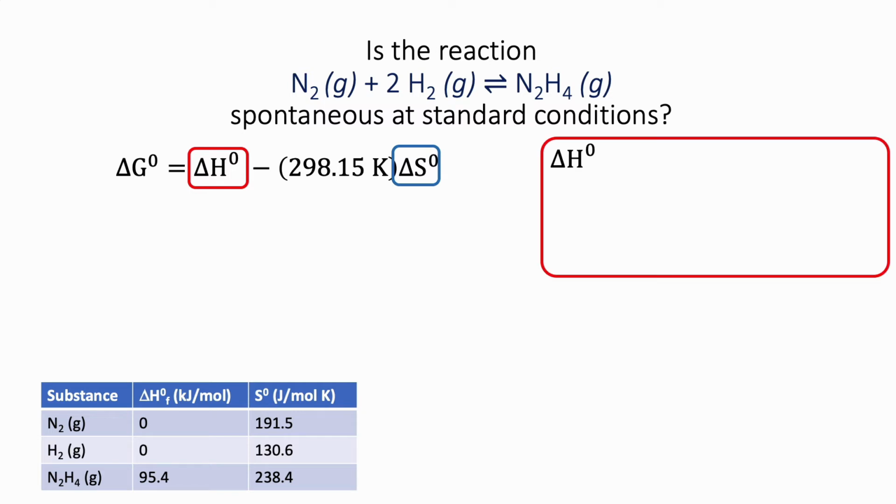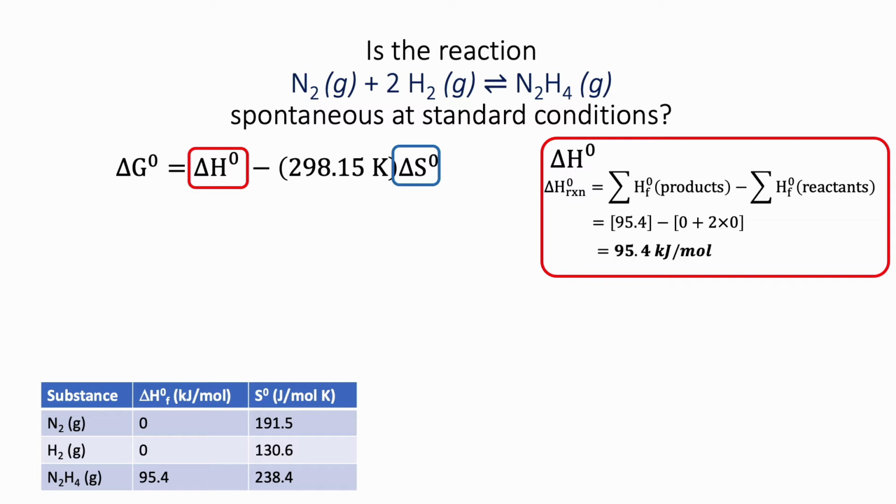We'll start with delta H. And remember, we're just going to do the heats of formation of the products, add those up, minus the sum of the heats of formation of the reactants. We only have one product, hydrazine, N2H4, which has a heat of formation of 95.4. Our heats of formation of nitrogen and hydrogen are both 0 because those are in their standard state. So that's easy math. It just ends up being 95.4 kilojoules per mole for our enthalpy change of the reaction.